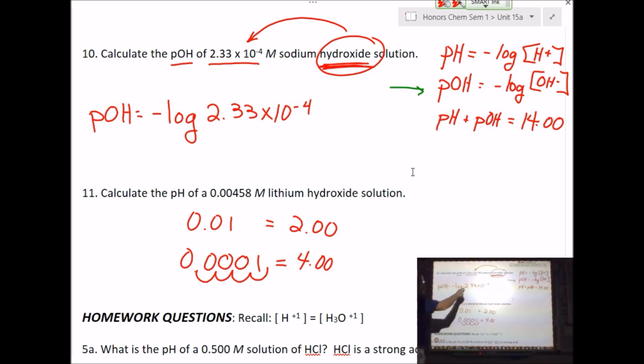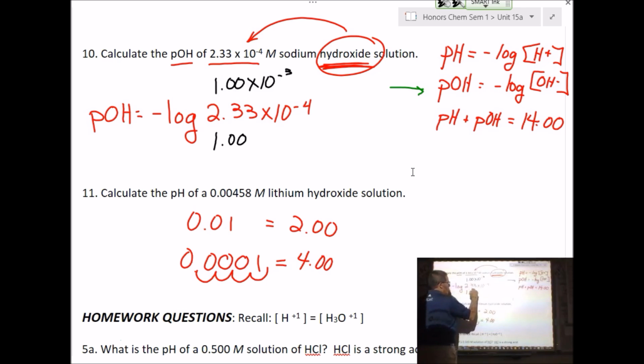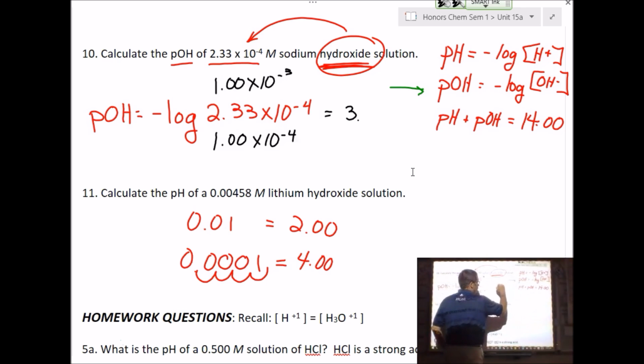So if you saw a number like this, because in AP we have to be able to do this mental math, our answer is somewhere between... I'm sorry, this concentration is between 1.00 times 10 to the negative 3 and 1.00 times 10 to the negative 4. Which means that my answer should lie somewhere between 3 point something.